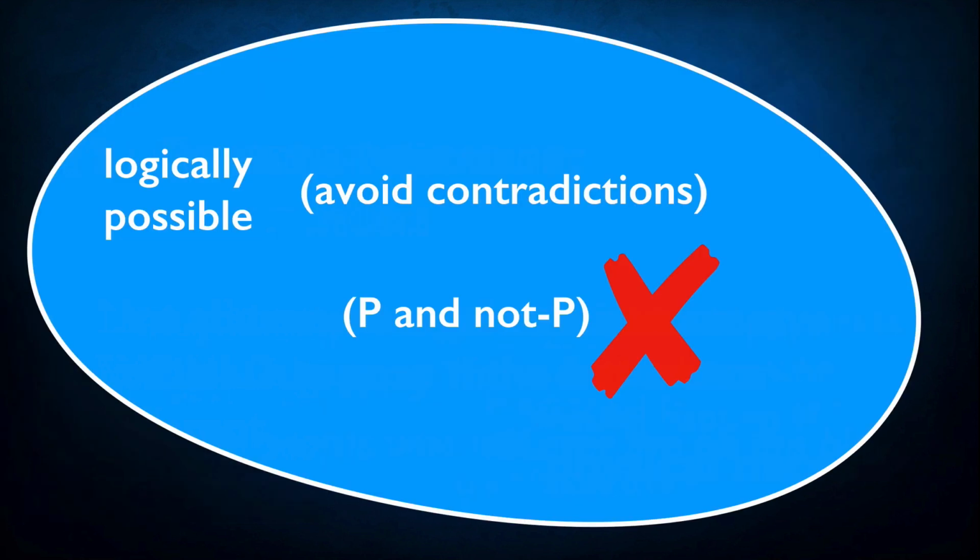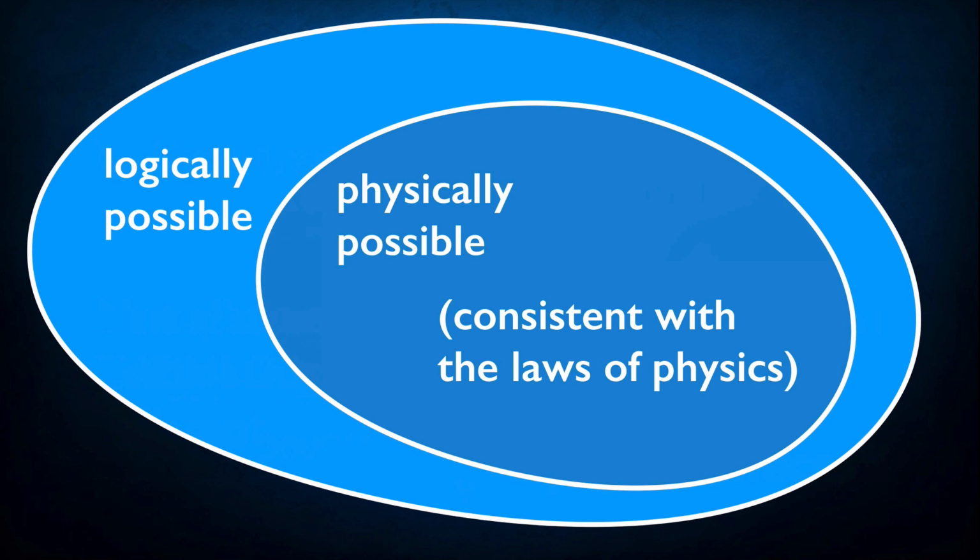The broadest concept of possibility that we have is the notion of logical possibility. This depicts the space of logically possible events. To qualify to get into this space, you only need to avoid logical contradictions. The world can't contain genuine literal contradictions, where a statement P and its logical contradictory, not P, are both true at the same time.